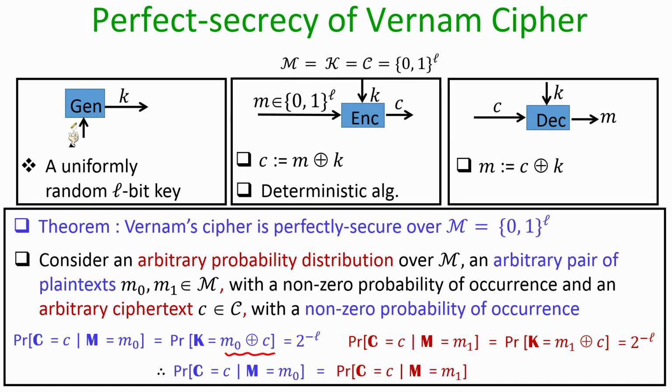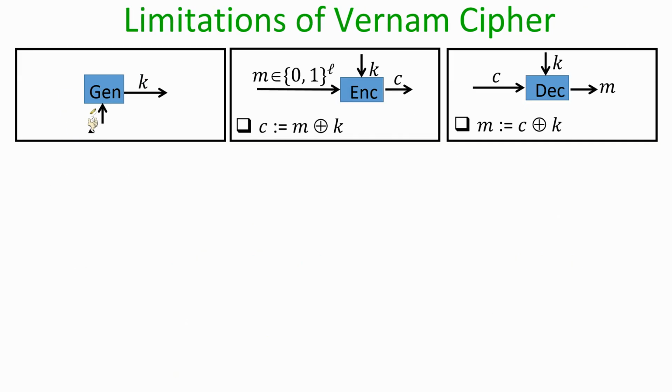So, since both these probabilities are equal, after seeing a ciphertext which is an L-bit string, the adversary cannot pinpoint whether it is an encryption of M0 or of M1, and hence the adversary will be completely clueless, and that is why this encryption satisfies the definition of perfect secrecy. So, we now have a candidate encryption scheme which is perfectly secure.